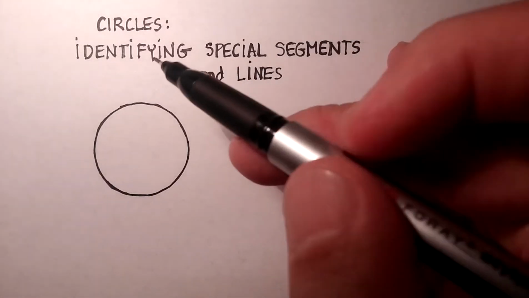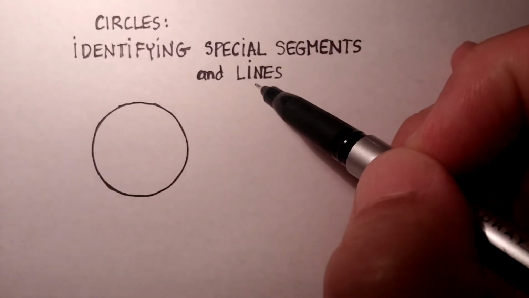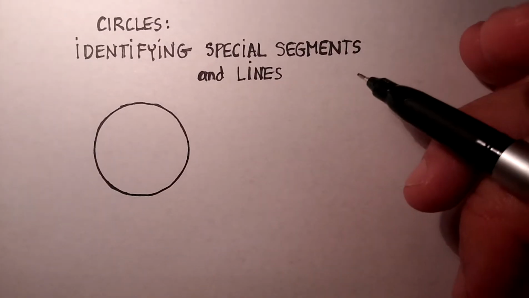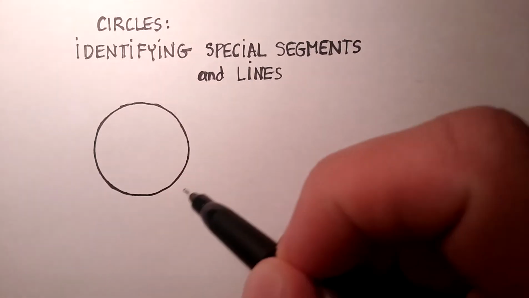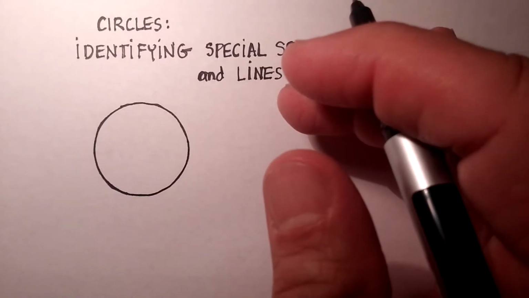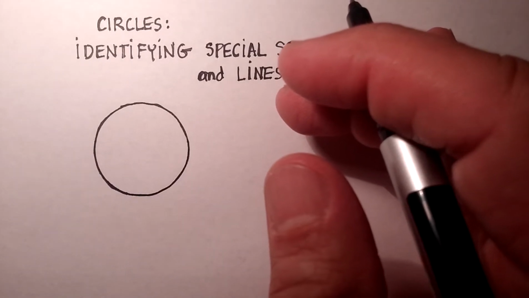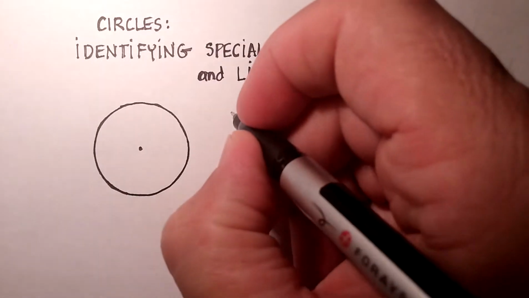Okay, in this video, we're going to talk about circles, and we're going to identify special segments and lines of a circle. So mostly this is going to be about definitions, okay? So I would suggest you draw a circle, and we'll just start building the definitions from there, okay? Now, a circle. So what is a circle? How would you define it?